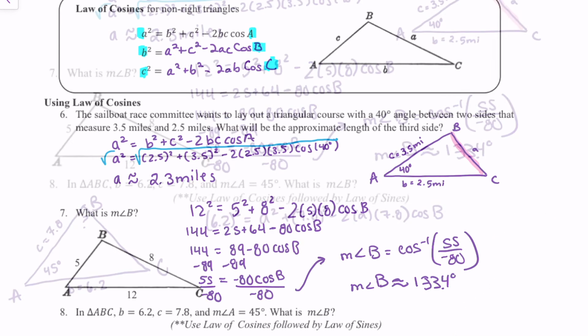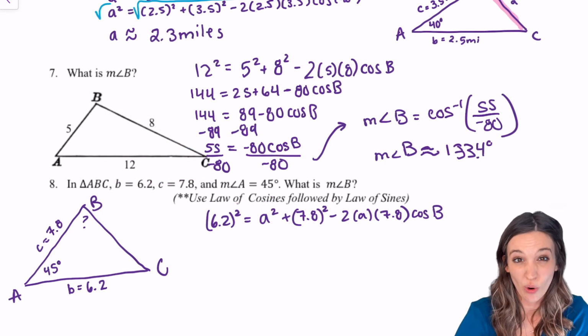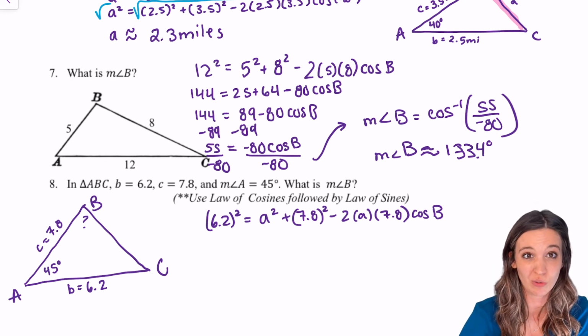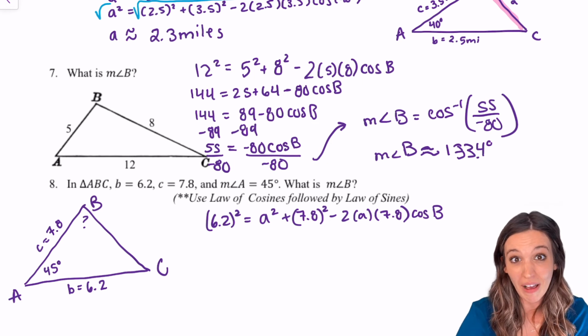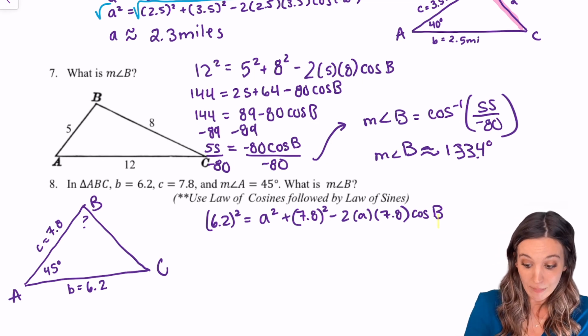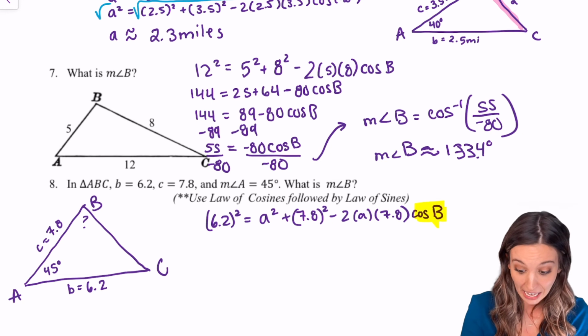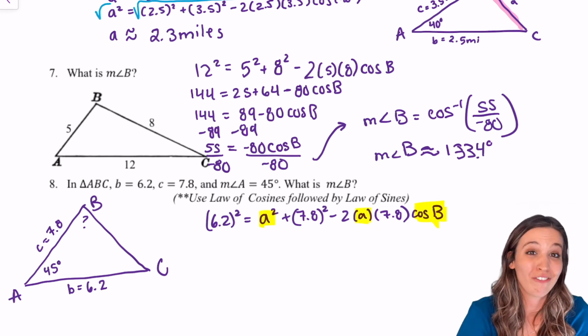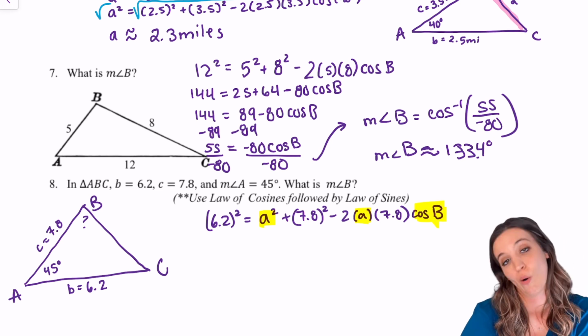In this last example, we're going after measure of angle B again. If I use law of cosine, I would work from that side B, 6.2, but when I set up law of cosine, what happens? I'm missing my measure of angle B and I don't have side A. So I better go after A first and then use that to go after B.